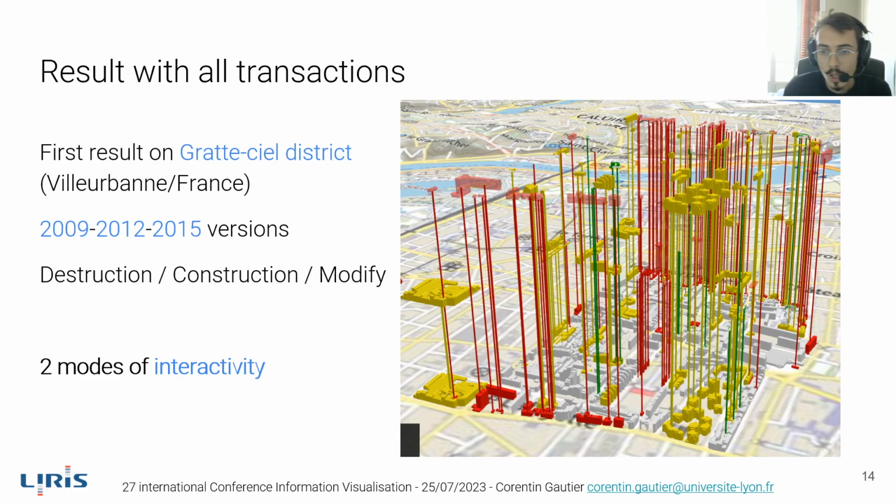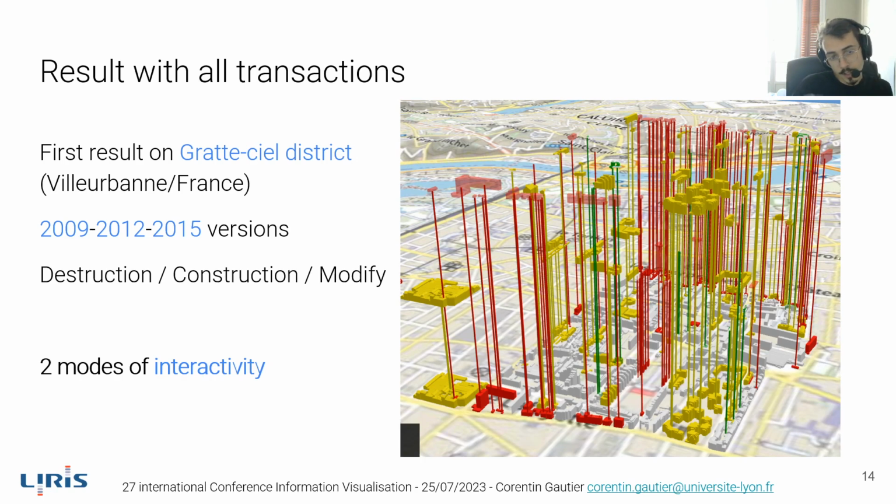A first interesting proposition is shown on this image. We have tried the representation on the Gratte-Ciel district in Lyon, in France. The district is interesting because we know there is some renovation project during these different states of the data. And with this first result, we can quickly see where there are some changes, and the data analyst can quickly explain where there are some data changes between these versions, and so on.